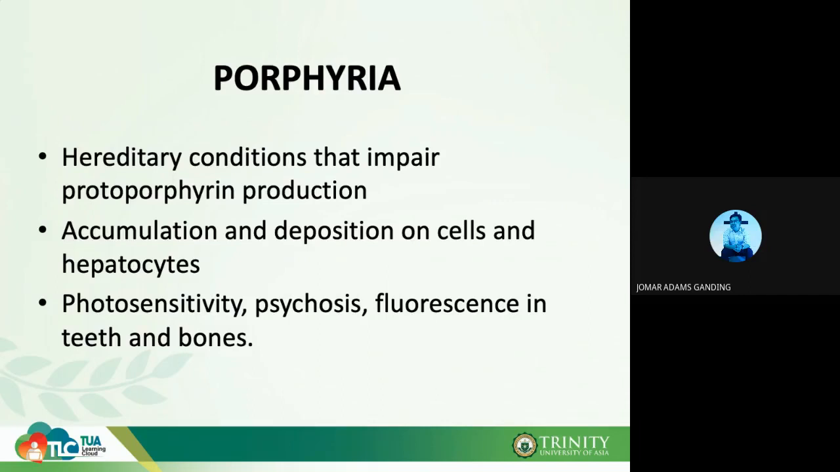So porphyria is the accumulation and deposition of porphyrin in your hepatocytes, okay? In your hepatocytes and even in your cells. Accumulation of porphyrin will lead to the leak of porphyrin into your cells as they age and die. And this can also be excreted in your urine and feces.